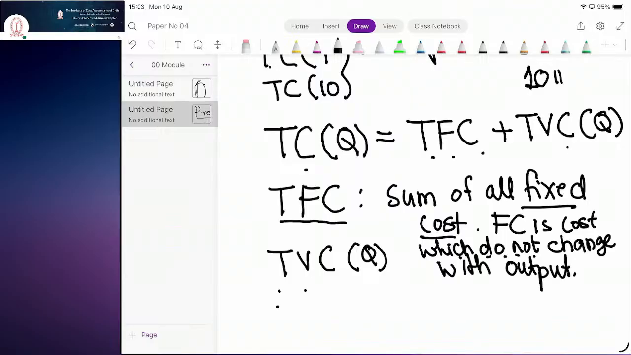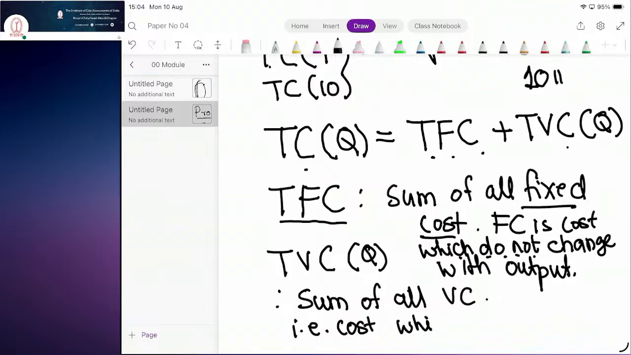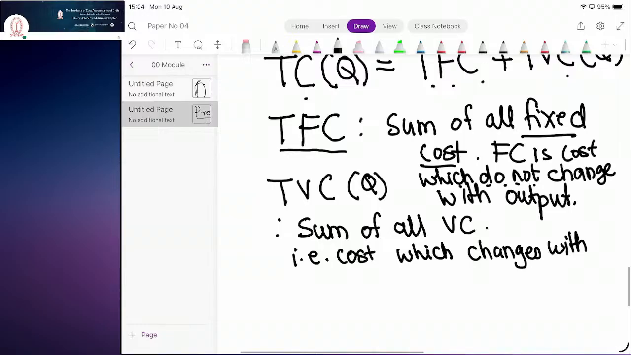Okay, what is total variable cost? Variable cost, sum of all variable cost, that is cost which changes with output. Cost which changes with आउटपुट. समजलंय का आहे तुम्हाला?